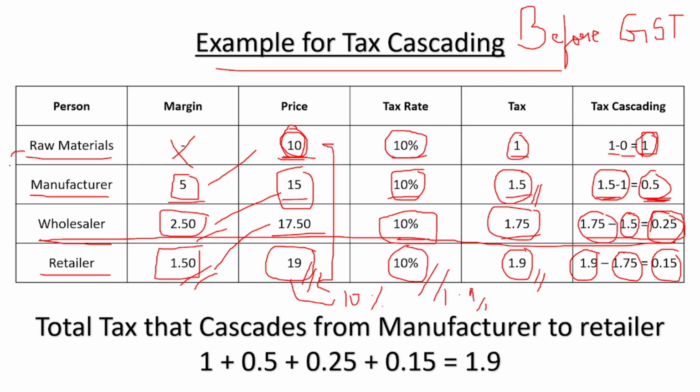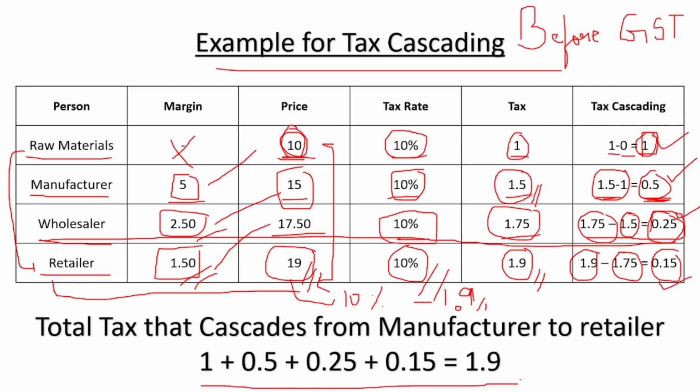From purchase of raw materials to retailer, only 1.9 rupees tax should have been collected, but here they are collecting double. Because see, here 1 rupee is paying extra, here 0.5 is paying extra, here 0.25 is paying extra, and here 0.15 is paying extra. If you add all this, again it will become 1.9. So double, this is only tax cascading. This is known as tax on tax.